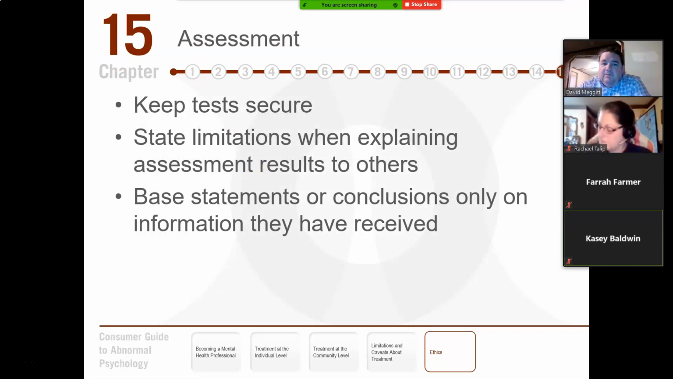With assessments, we want to make sure that you keep tests secure. You want to make sure that the test is something that's going to be viable for the population that you're working with. And understand, you can't give somebody just one test. Usually there's several tests that you have to give in order to come up with a reasonable diagnosis or conclusion. And so we don't want to base everything off of one test, because that test might not be what that person really works well with.